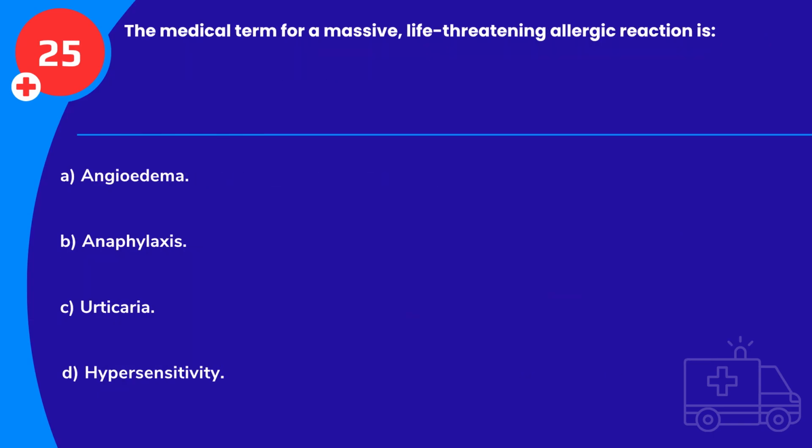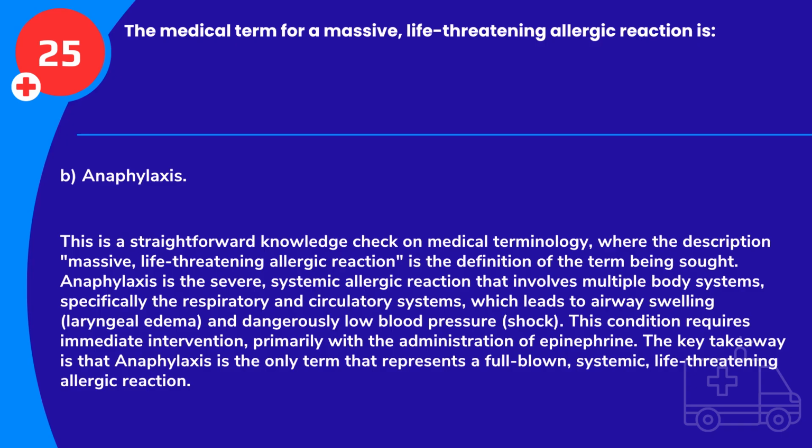Question 25. The medical term for a massive, life-threatening allergic reaction is: A, Angioedema. B, Anaphylaxis. C, Urticaria. D, Hypersensitivity. Answer: B. Anaphylaxis. This is a straightforward knowledge check on medical terminology, where the description, massive, life-threatening allergic reaction, is the definition of the term being sought.